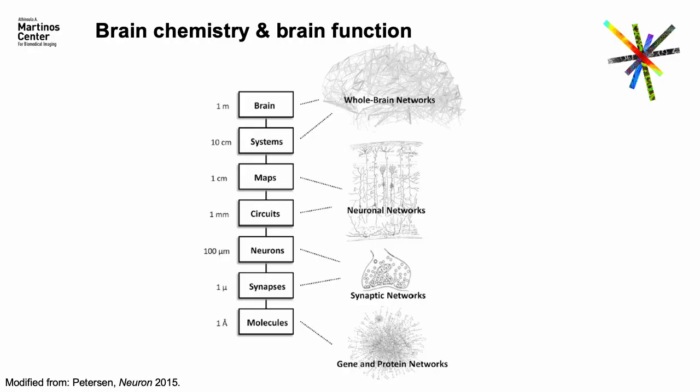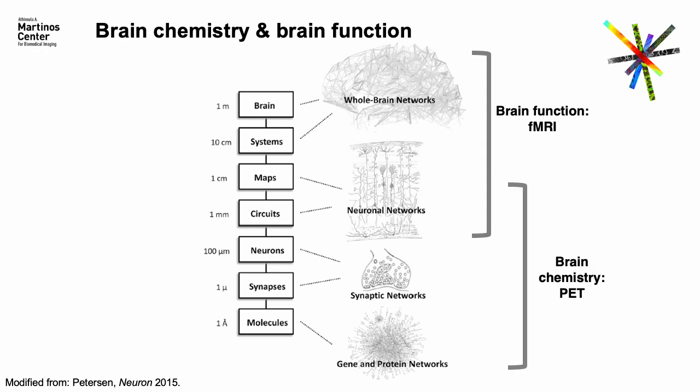The brain consists of networks that are present at various scales. Functional networks span the whole brain level, which can be visualized with functional MRI to investigate underlying neuronal networks. PET, or positron emission tomography, can be used to inform us about brain chemistry at the synaptic or protein level. And in today's talk, I will focus on how various types of stimulation may affect molecular and functional signals dynamically.